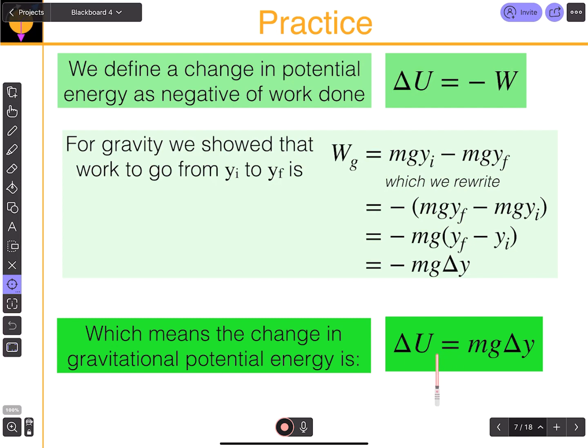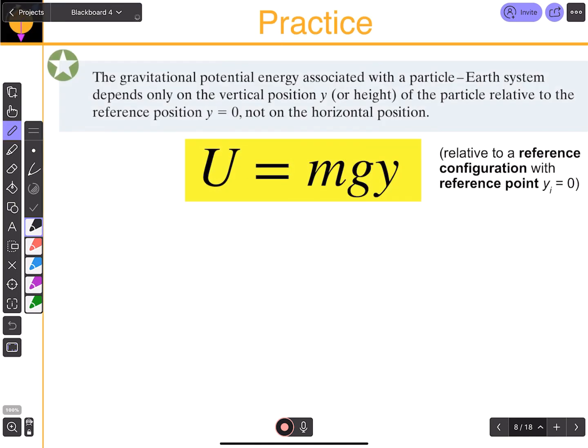So the work done by gravity, if you move from an initial to a final position, is minus mg delta y. So that means that the change in gravitational potential energy is going to be mg delta y. Okay, so the gravitational potential energy associated with a particle depends only on its vertical position. It doesn't matter on the left-right motion. It only depends on its vertical position.